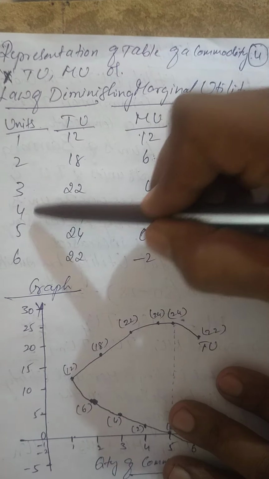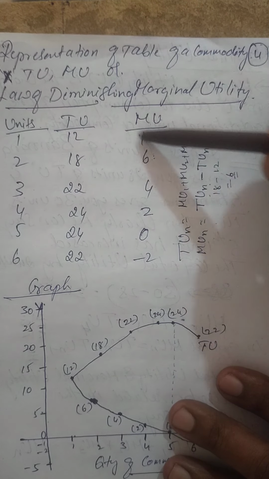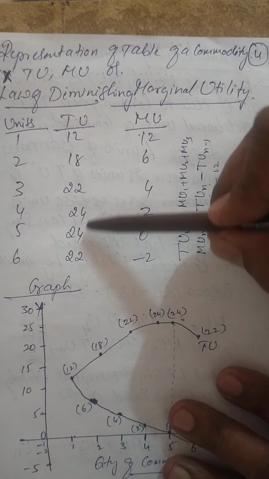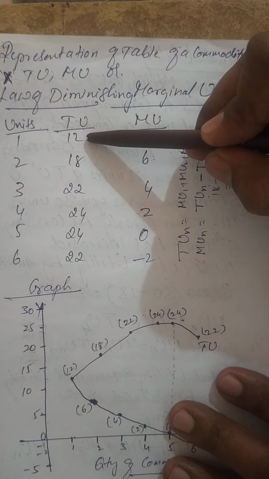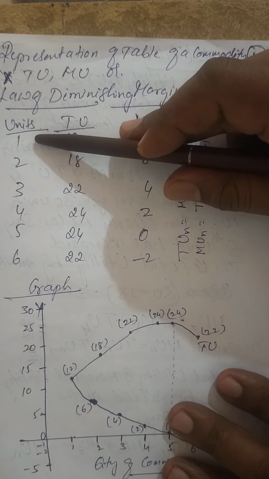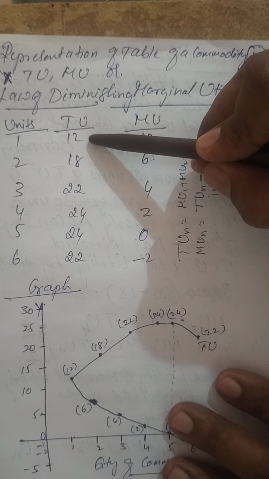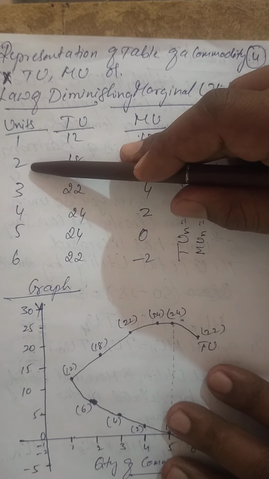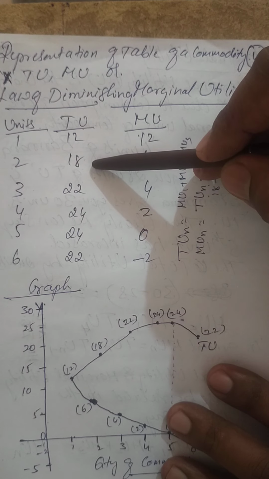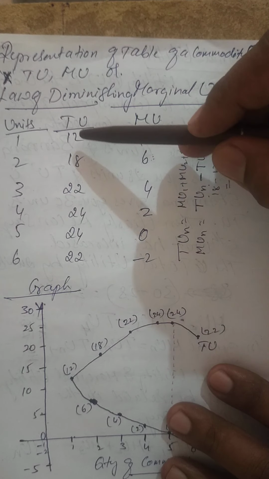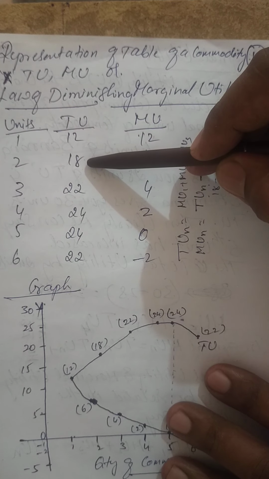Okay, it is consumed. Because of that consumption, total utility and marginal utility are also changing. Let us see total utility first. Since it is the first unit of consumption, he is getting 12 units of satisfaction. Later, when he uses the second unit of consumption, he will get 18 units of satisfaction. That means his level of satisfaction has increased to 18.